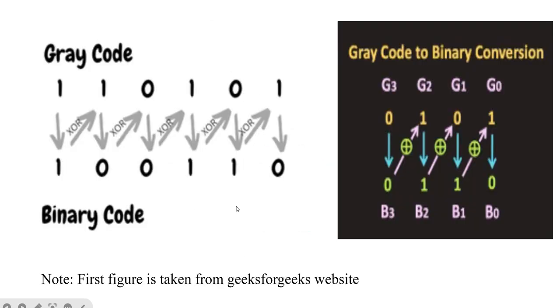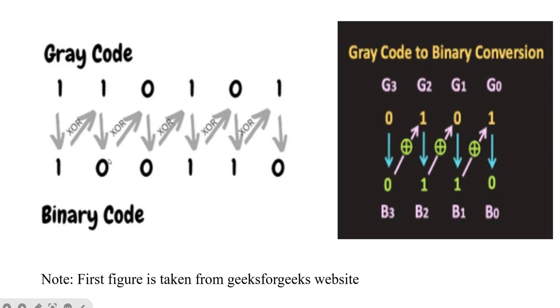So this figure shows how the gray code is converted to binary code. Suppose you have 1, 1, 0, 1, 0, 1 as the gray code. Now you copy the most significant bit, that is 1, as it is. Now this is XORed with the next bit of the gray code. So 1 XORed with 1, we get 0.